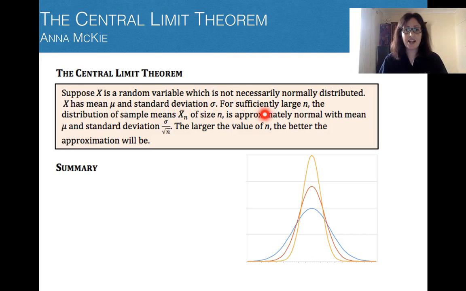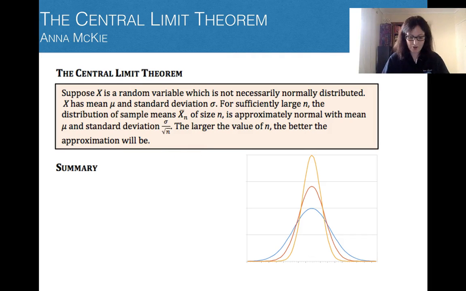Now for sufficiently large n, so that's the number of dice that you would be rolling, the distribution of all of those averages, x bar n, is approximately normal, with mean of mu, so the same mu there, and standard deviation, which is smaller, less spread out. So the original sigma divided by the square root of the sample size. And the larger the value of n, the better the approximation will be.